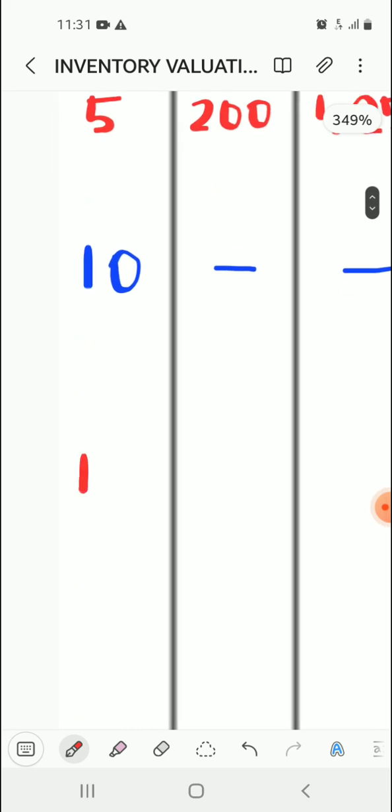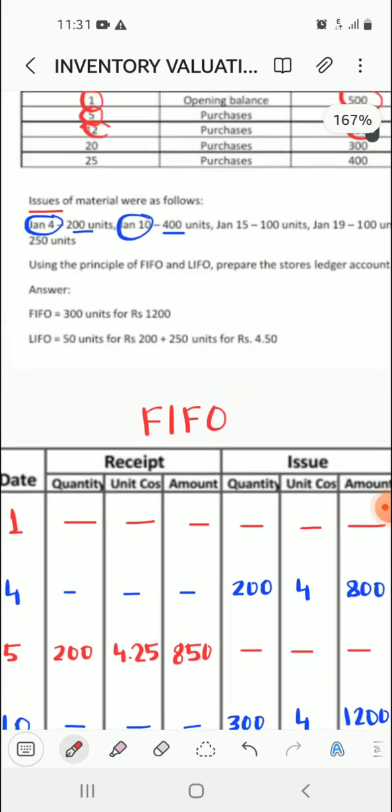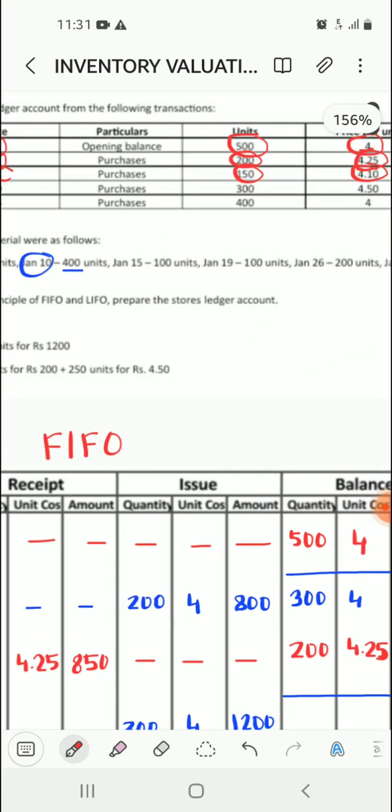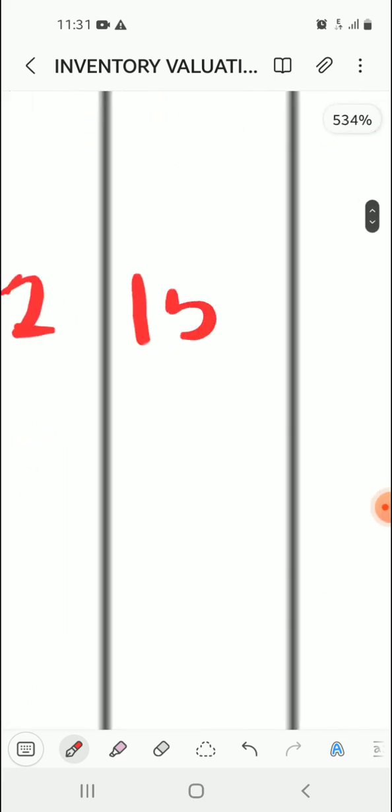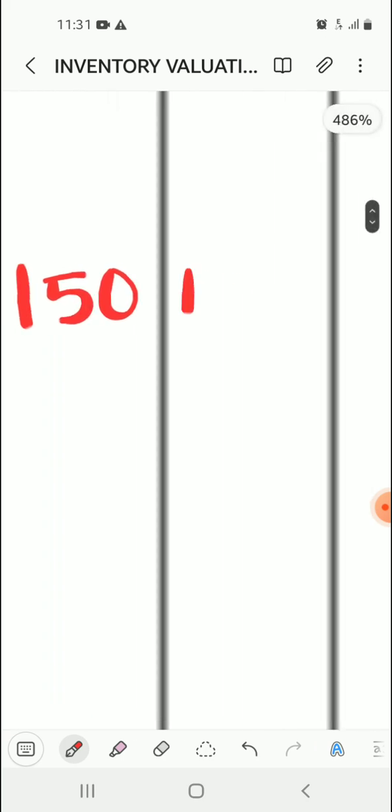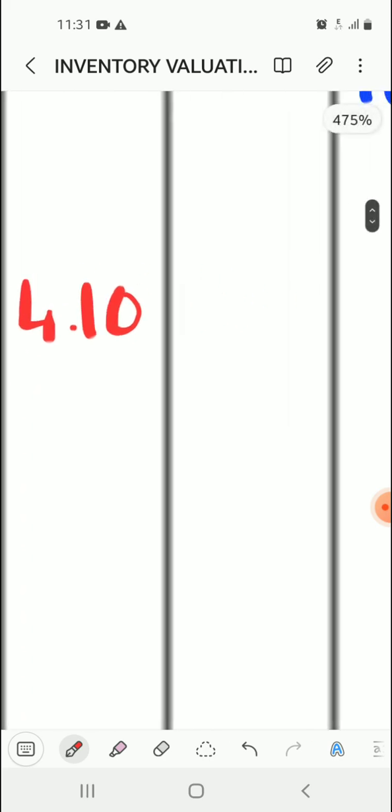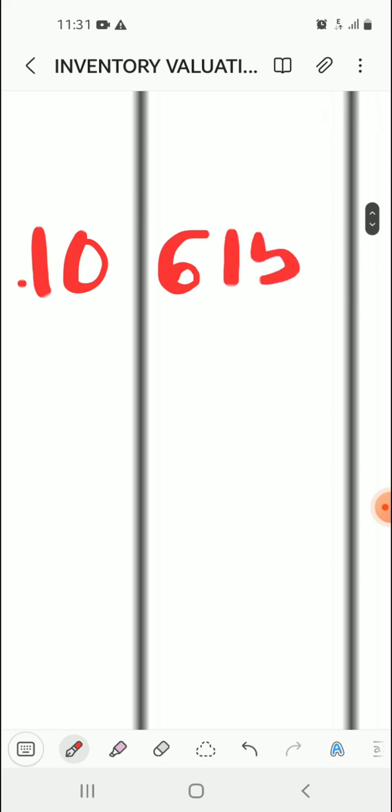On 12th, there has been purchases. The units for purchase are 150 and 4.10. So 150, and unit price is 4.10. So we're going to multiply 4.10 into 150. Once we do it, we get 615. So we're going to write it over here, 615.